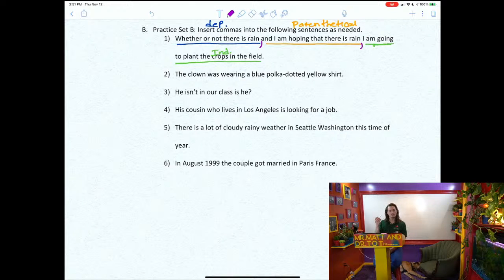And you can tell it's parenthetical from the tone change that you hear in your mind's ear. So whether or not there is rain, and I am hoping that there is rain, I am going to plant the crops in the field. So it interrupts the flow of the sentence, and your mind's ear could be very sensitive to that.